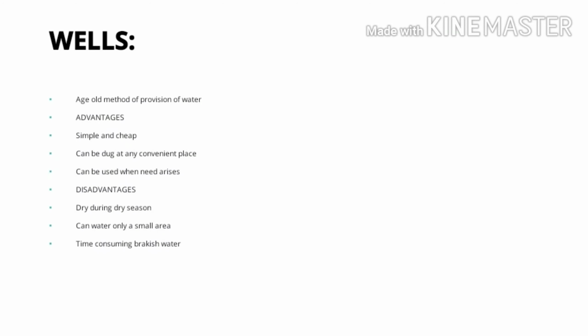Wells. It is an age-old method of providing water for agricultural purposes, drinking and all other household purposes. A well is actually a small hole that is dug on the surface of the earth to obtain water from the subsoil. There are various advantages of the well. It is very simple and cheap to construct in comparison to other forms of irrigation. It can be dug at any convenient place, anywhere the person feels convenient. It can be used when there is necessity, wherever necessity arises.